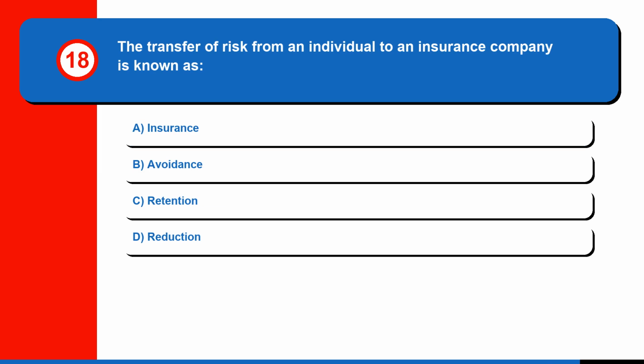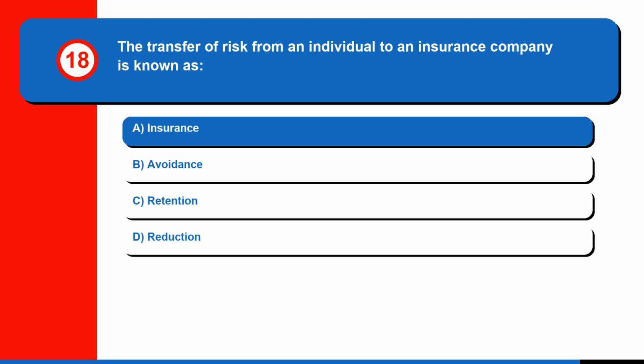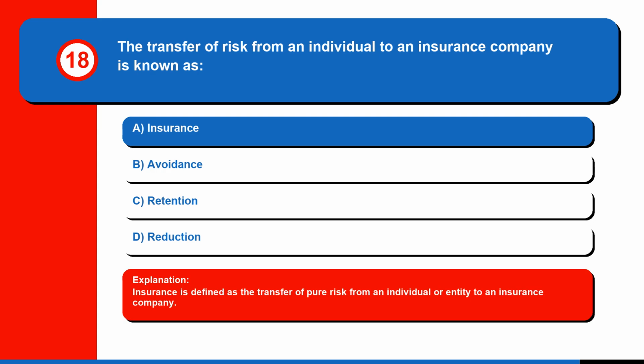Question 18. The transfer of risk from an individual to an insurance company is known as A. Insurance. B. Avoidance. C. Retention. Or D. Reduction. The correct answer is A. Insurance. Insurance is defined as the transfer of pure risk from an individual or entity to an insurance company.